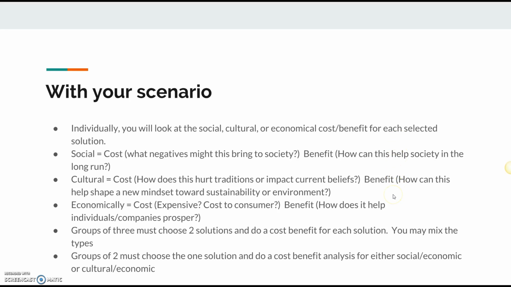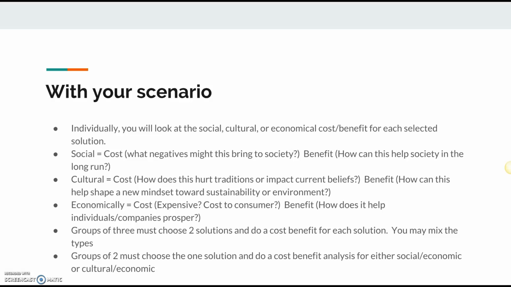So within your scenario, you are going to take each one of your solutions, and we want you to look at a social, cultural, or economic cost benefit for each one of those solutions. The social and the cultural are the ones that are a little more confusing. The economics are a little bit easier to tackle. But each one of you in that group of three is going to have to choose to do a social, cultural, and economic.